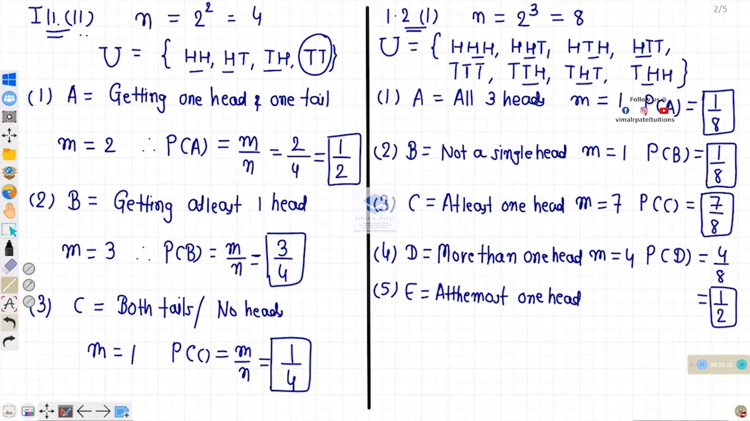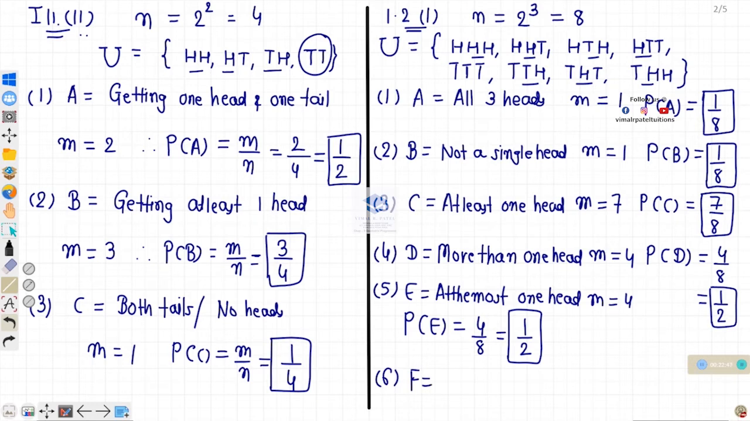THT, HTT and TTT. So again 4. Then getting less than two heads. Less than two heads. Again one head, zero head.